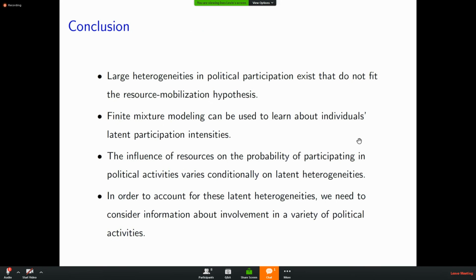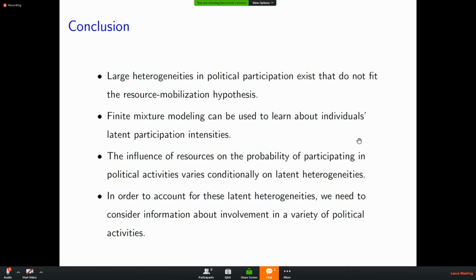And then the last thing that I wanted to emphasize is that in order to learn about these latent heterogeneities and to take them into account when making predictions about whether someone is going to participate in a certain activity, we need to take into account involvement not in a single political activity, but in a range of political activities, as I said before, and not just any set of activities, but activities that are sufficiently diverse in terms of how demanding they are. Only then will we be able to learn about these latent types and to take them into account when making predictions about that person's behavior.